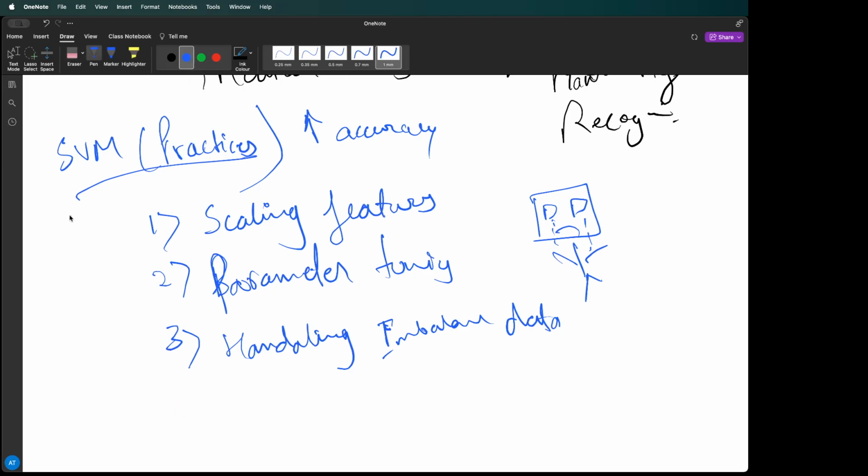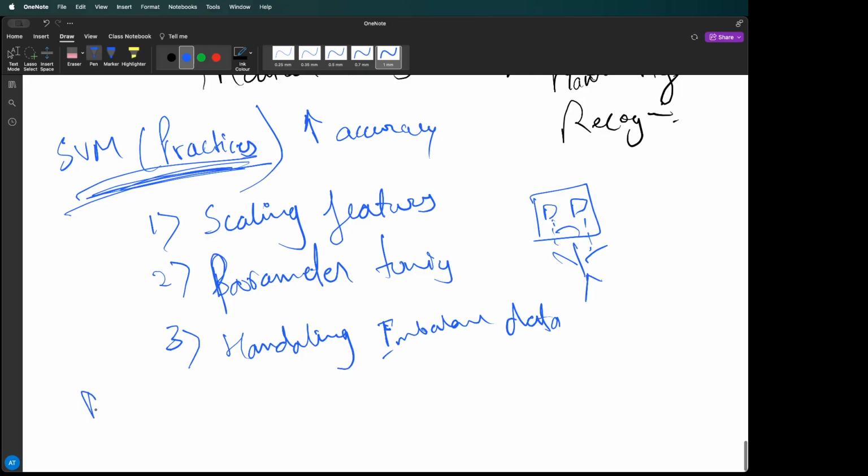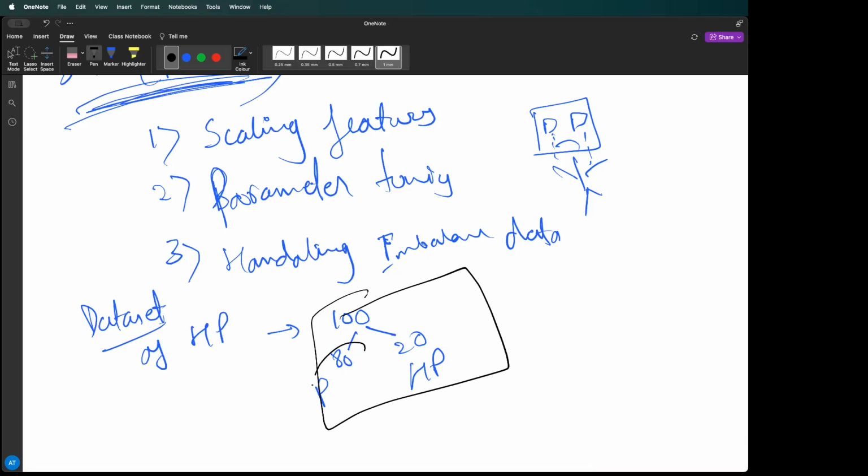So these are the three things which you can do to improve your accuracy. What is handling imbalanced data? For example, we have a data set of heart patients. Out of 100 in our data set, 80 are patients and 20 are healthy persons, right? So what is the case? When you are training your model on this data set, your model will be biased towards the 80, because the model has seen more of this type of case and fewer of this type.